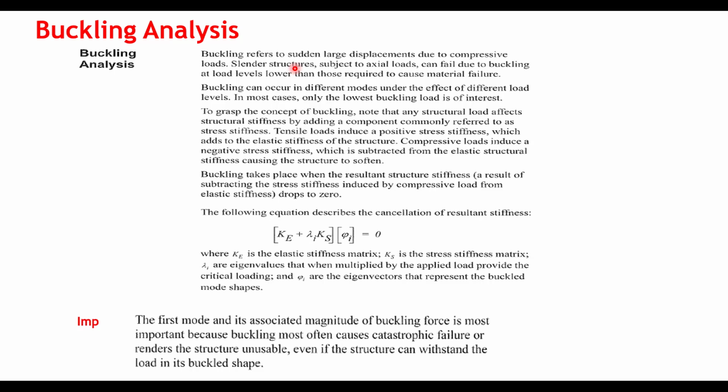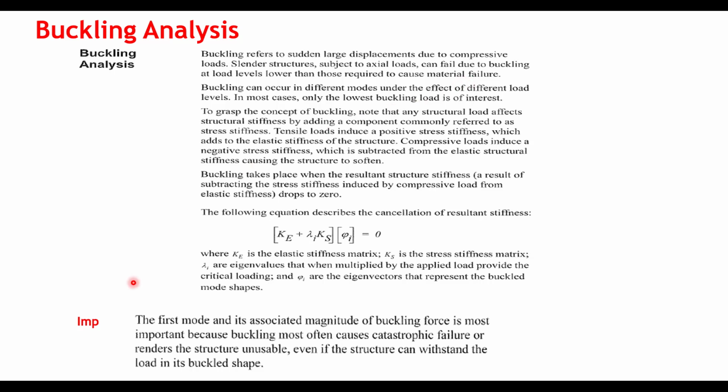You could see one more thing. A slender structure subject to axial loads can fail due to buckling at a load level lower than that required to cause material failure. In short, even if your material is fine for that model, due to geometrical variations, the model will buckle. That is important here.